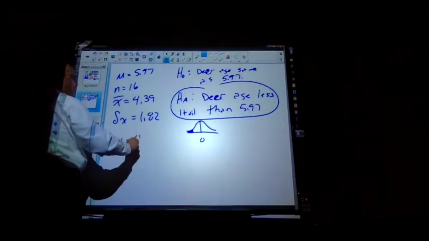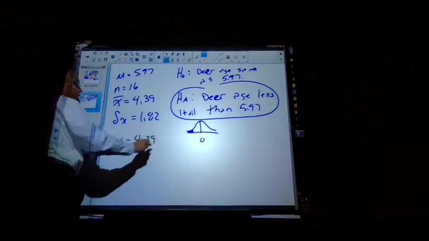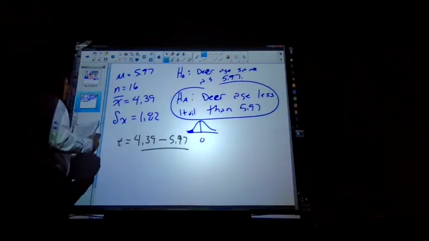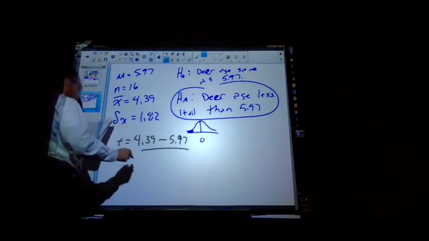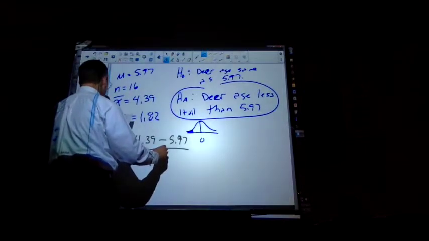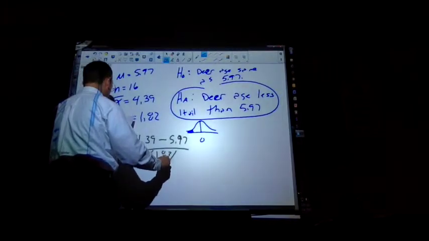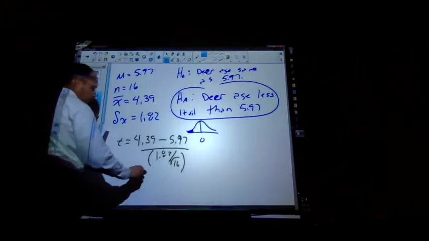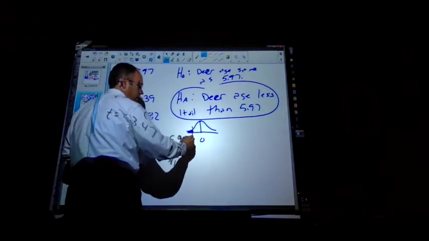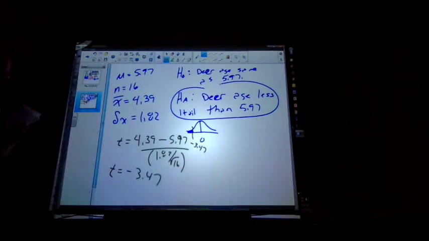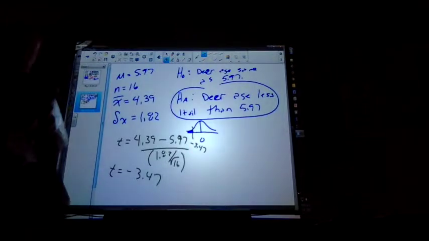So we're going to take our sample average minus our actual average divided by 1.82 times the square root of 16. This is going to find us a t-value of negative 3.47. So this is basically this, as far as your standard deviations. That's our t-score. What is the p-value?